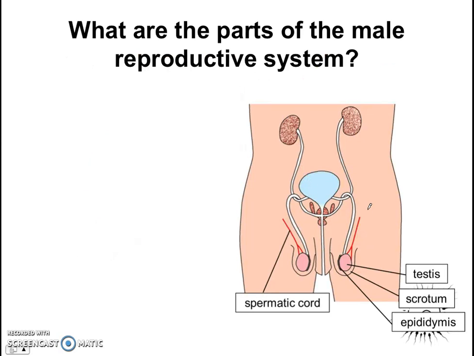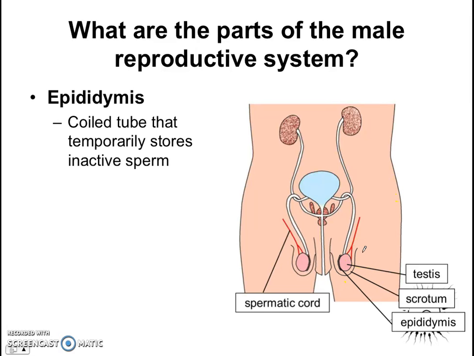Okay. Now, surrounding the testis, we have several structures. Firstly, we have what is called the epididymis over here. This is basically a coiled tube, and it helps to store sperm temporarily, inactive sperm, which is just waiting to leave the male reproductive system. First, it's stored in the epididymis.